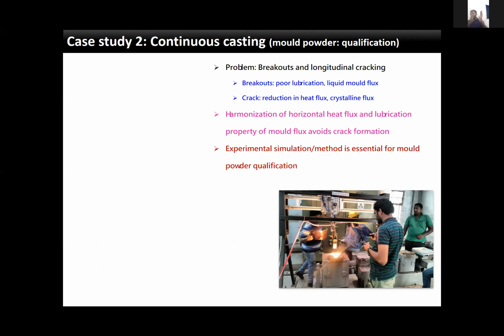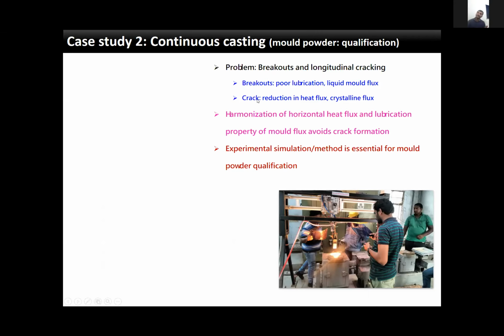I told you about initial shell formation, the hot model study for the physical simulation of shell formation. The shell formation, as I already said, is the most critical zone in the continuous caster, where the breakouts and the longitudinal cracking tend to happen for peritectic grades or even high alloy steels. Basically, this breakout is due to poor lubrication of the mold flux. Poor lubrication means you need more liquid mold flux so as to provide better lubrication.